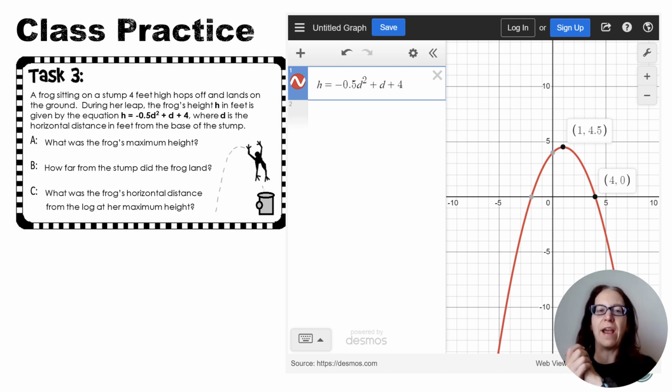So now our h is in feet because it's height, and our d value is also in feet because it's a horizontal distance. You are looking for what was this frog's maximum height? How far from the stump did the frog land? And what was the frog's horizontal distance from the log at her maximum height? So pause the video, hop onto Desmos, and get it done, and unpause it when you are ready to go over it and see how you did.